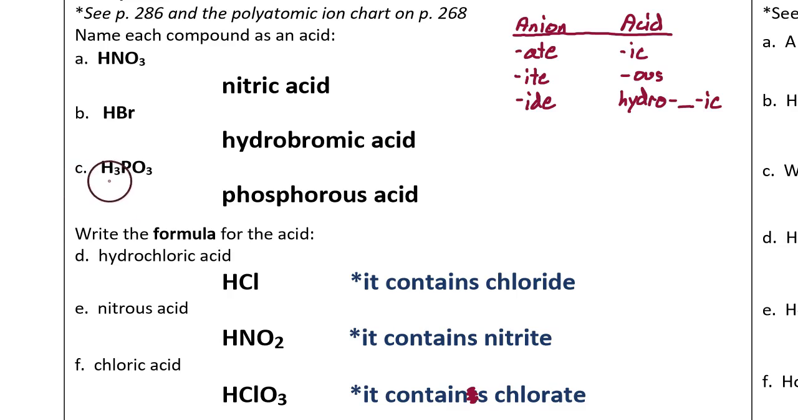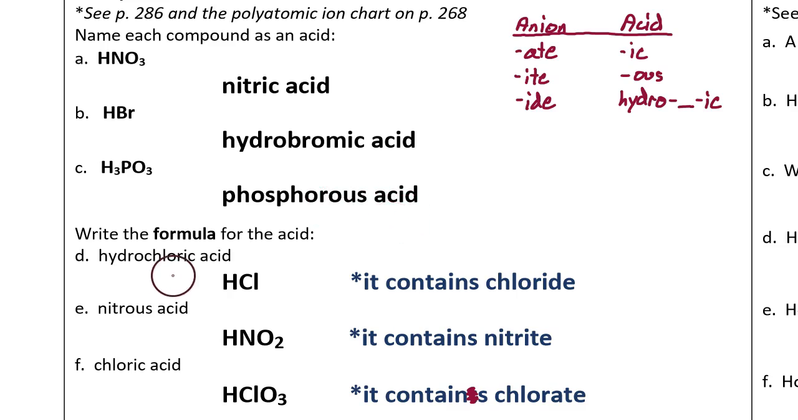Question C, hydrogen phosphite. When you look on page 268, the PO3 is the word phosphite. So we want this second rule. We want to take the word phosphite, but change the ending so it has an OUS ending. It would become phosphorus acid.